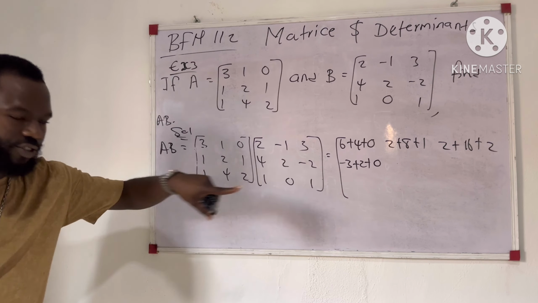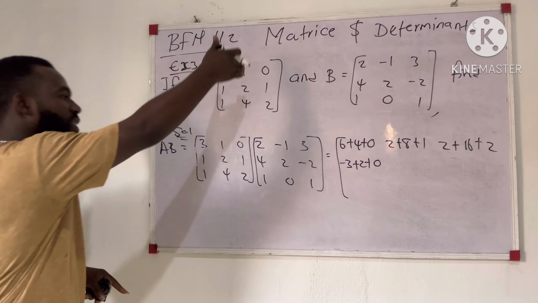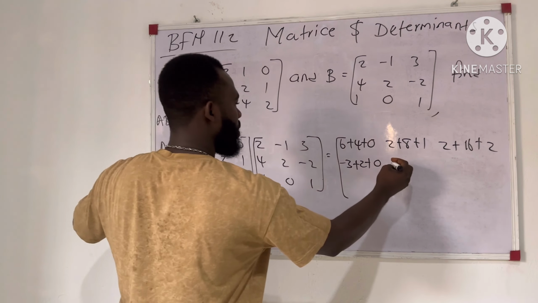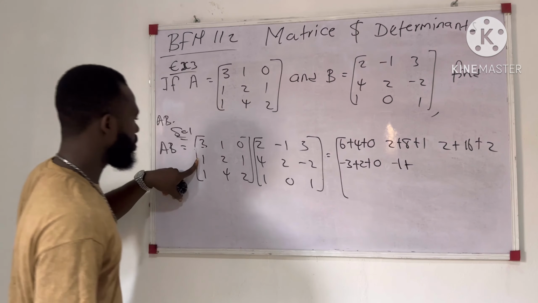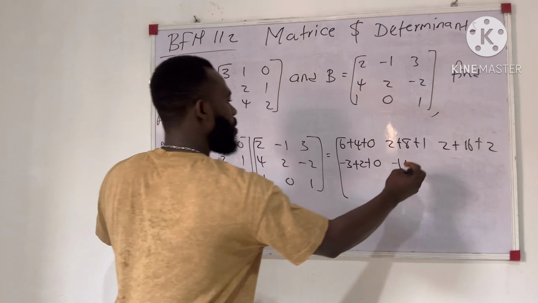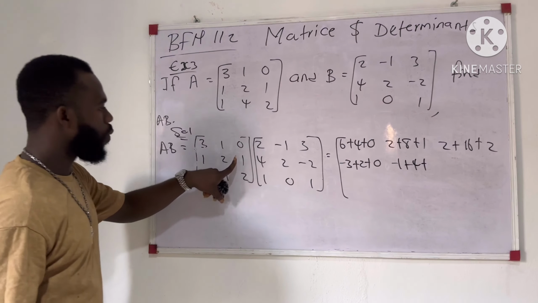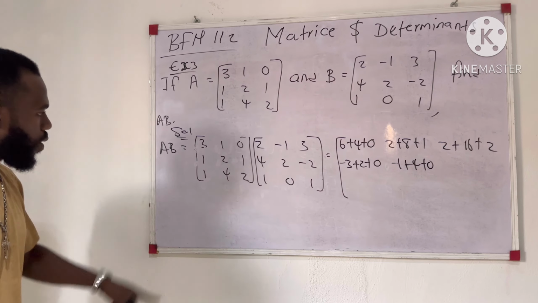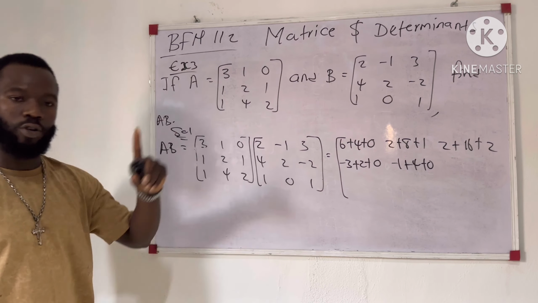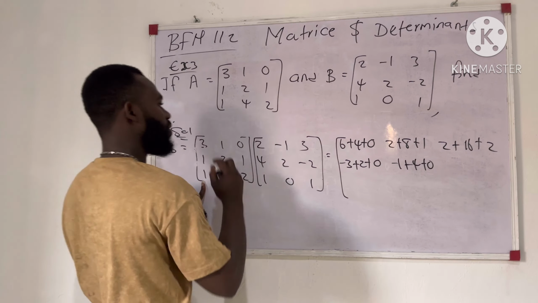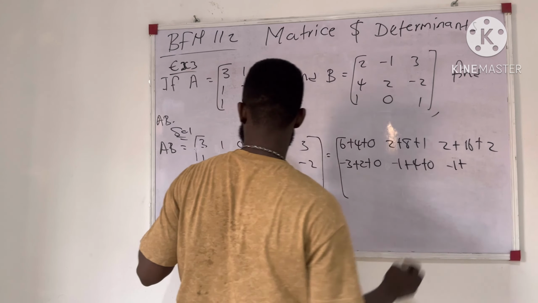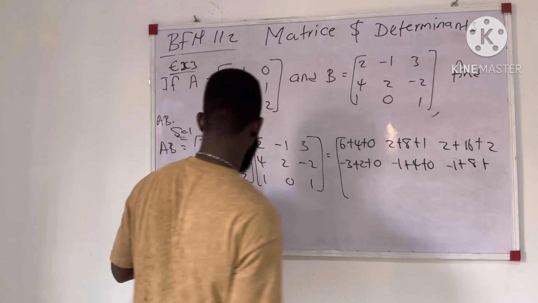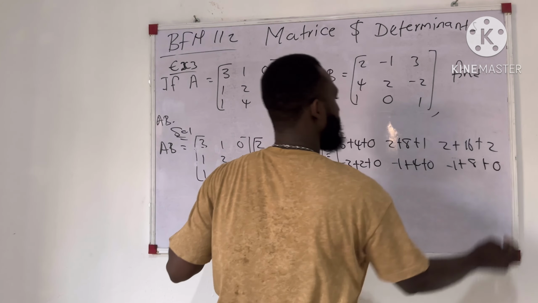So what do we do now? Go to the next row again. Next row with this same one. So let's go now. 1 multiply minus 1 gives us minus 1, plus 2 multiply 2 to give us 4, plus 1 multiply 0 to give us 0. Now we go to the last row with the same column. 1 multiply minus 1 to give us minus 1. 4 multiply 2 to give us 8. 2 multiply 0 to give us 0.